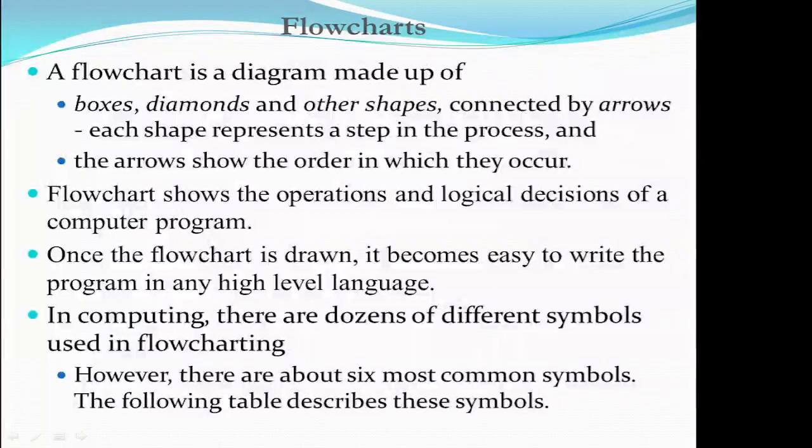Okay, let's look at the flow chart together. A flow chart is a diagram made up of boxes, diamonds and other shapes. Flow chart is made up of what? Boxes, diamonds and other shapes connected by arrows. Each shape represents a step in the process. Okay, it's connected by arrows, not lines. And the arrows show the order in which they occur.